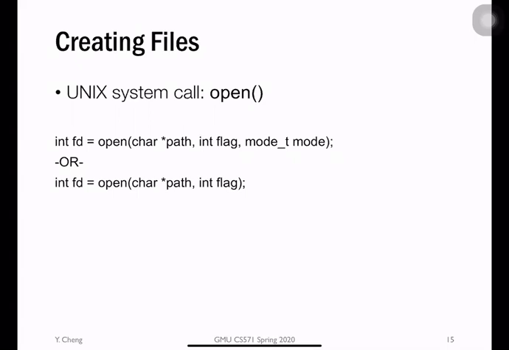Under a Unix-like operating system, you create a file by calling this basic system call API, which is called open. There are two different forms of this open system call: a 3-parameter version as well as a 2-parameter version. Both are used in practice, but based on my experience, I tend to use the second form more often, which accepts two parameters.